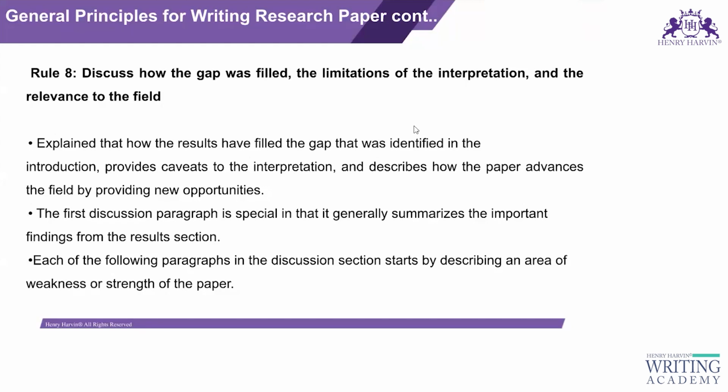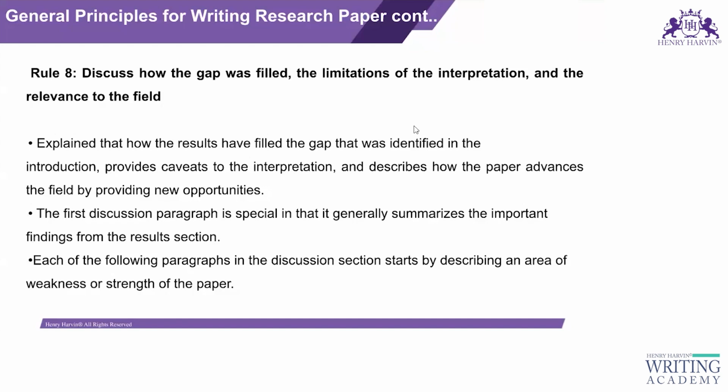The first discussion paragraph is special in that it generally summarizes the important findings from the results section. So the first paragraph which is written in the discussion section is always special because it summarizes the important findings from the results section. What are the important findings from the result section? That is summarized in the paragraph. Then each of the following paragraphs in the discussion section starts by describing an area of weakness or strength of the paper.